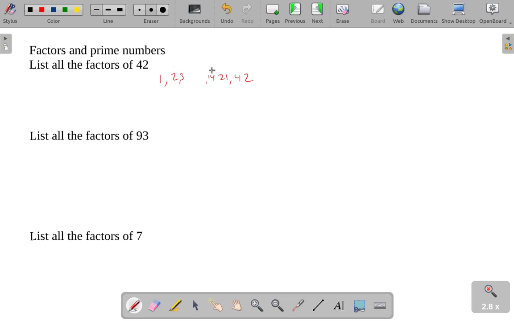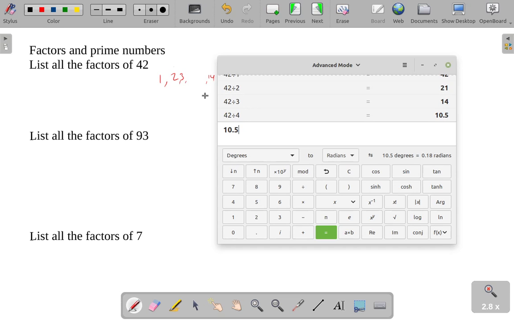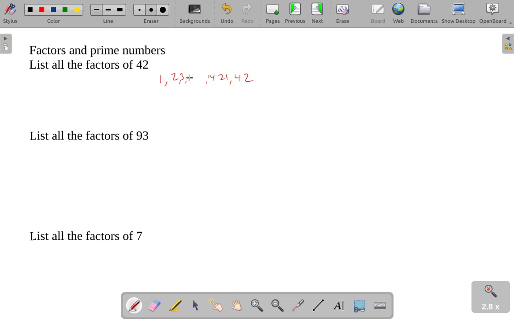And the way I'm doing this is hopefully a little bit suggestive. This is going to be a complete list fairly quickly. We already checked 4. 5 doesn't go into it. We could check 6. 42 divided by 6 works. We get a 7, and 6 times 7 is equal to 42. So I've checked the numbers 1, 2, 3, 4, 5, 6.